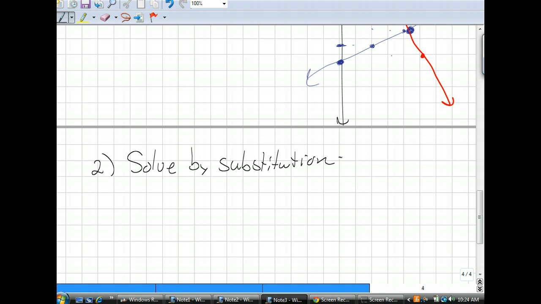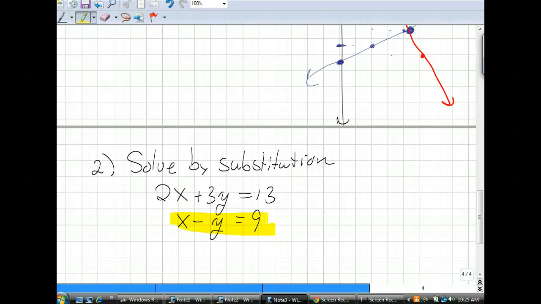Okay, so for instance, if I have 2x plus 3y equals 13 and x minus y equals 9, notice on this second equation that at least one of the variables doesn't have a coefficient. So this is a very, very good candidate for substitution. So what you do is you take one of the equations, so I'm going to take the one highlighted in yellow, and I'm going to solve it for x.